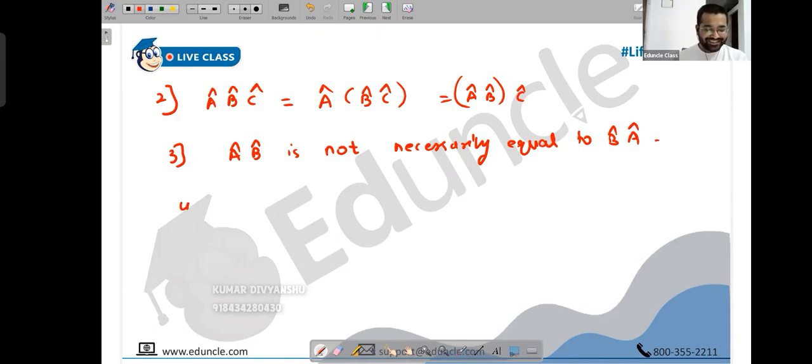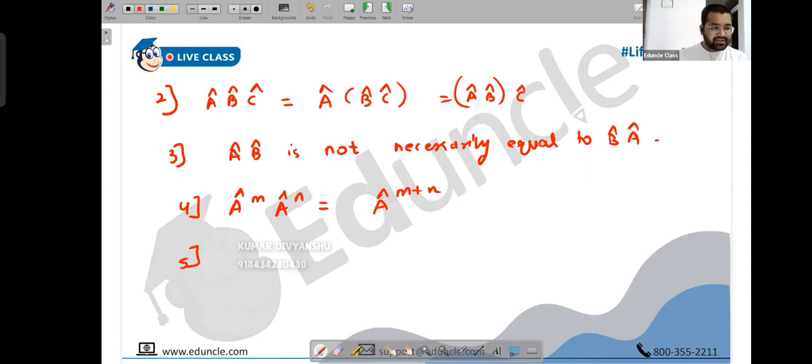Next, number 4. If we have a cap raised to m into a cap raised to n, then the law of identity you can use. No problem, it is a cap raised to m plus n. Identities are fine. Number 5? Number 5 is not there. Sorry, 5 is already the third one which I wrote for you. Take note.